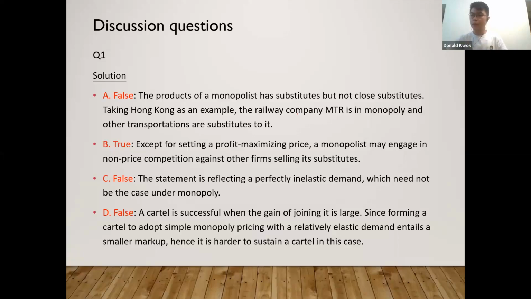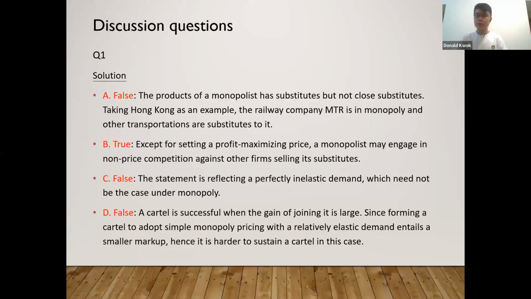How about for B? A monopolist still faces non-price competition, so it will be true. So again, using MTR as an example, it is still making advertisements to attract customers to use its services. So this will be an example of non-price competition engaged by the firm. C, a monopolist can increase the price without losing any customers. So this would be false because a monopolist is setting its own profit maximizing price using the profit maximization condition MR equals to MC. It is not the case that the firm is trying to set an infinitely high price, right? So C is false.